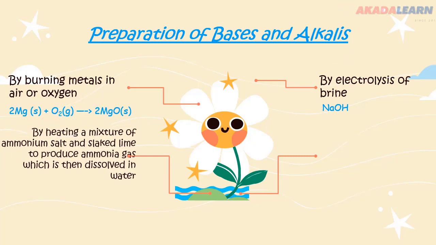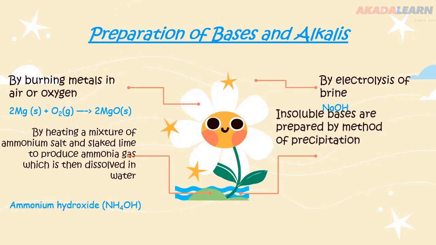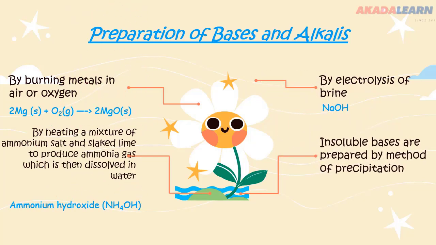Then by heating a mixture of ammonium salt and slaked lime to produce ammonia gas, which is then dissolved in water. That one will form ammonium hydroxide. Another method is by preparing insoluble bases by precipitation. Copper hydroxide is a base that can be prepared that way.